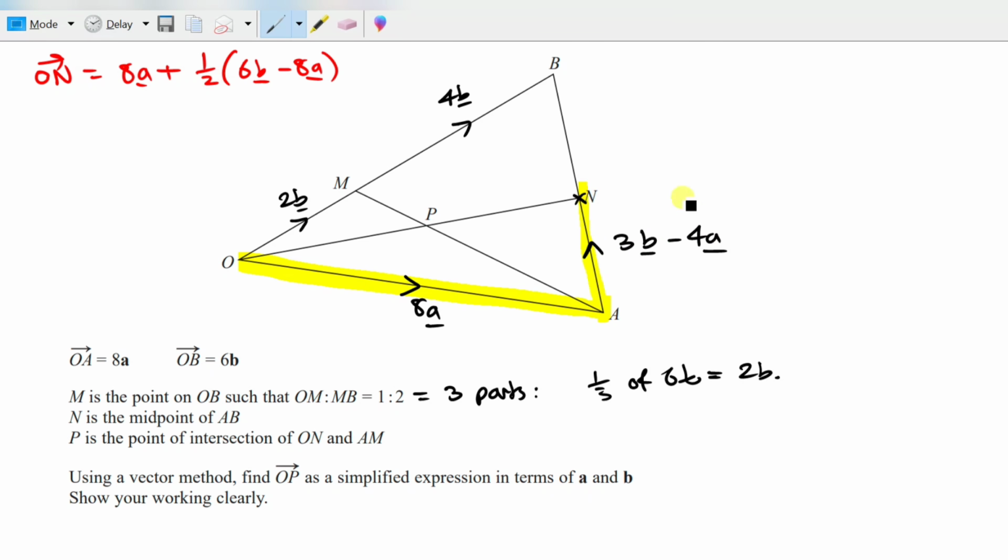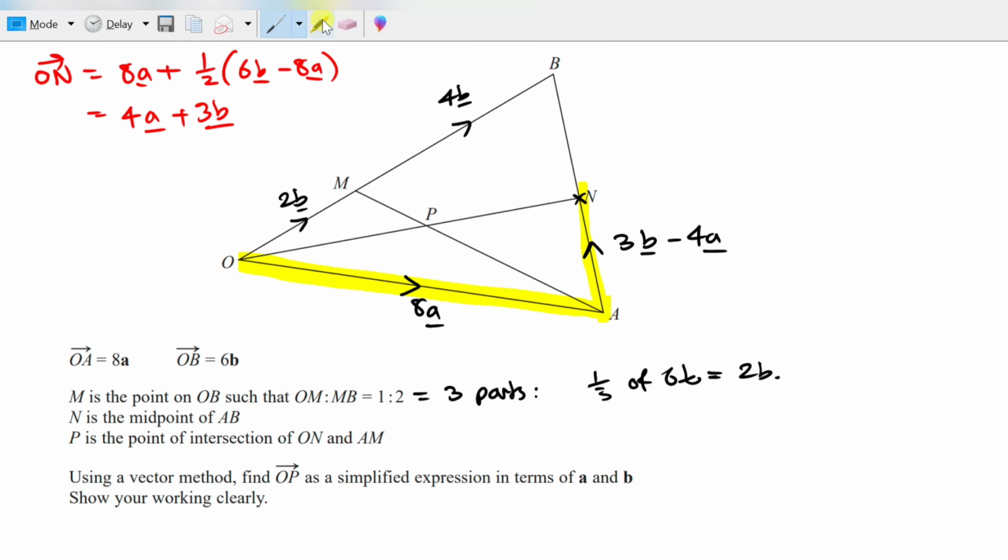So 8A plus, if you summarize this carefully in your calculator, remember, collect like terms because it's in terms of A and B, yeah? You should get an answer of what? So 8A plus half times minus 8A. That's minus 4A, so it'd be plus 4A here. And then you're left with plus half of 6B, which is 3B. So that's cool. Now we found ON.